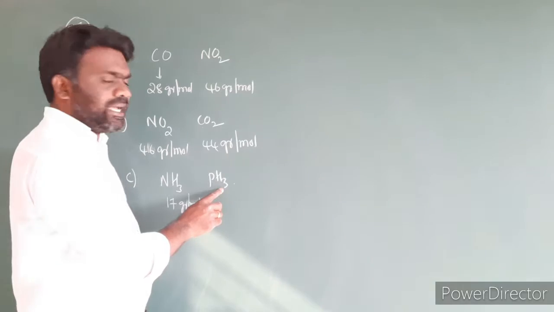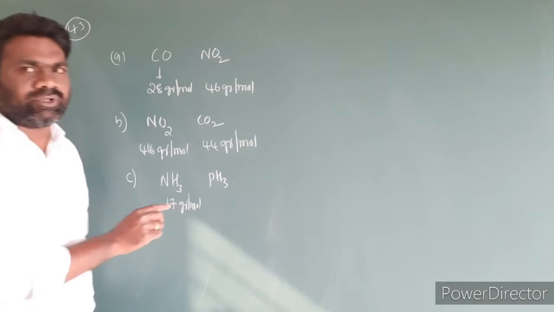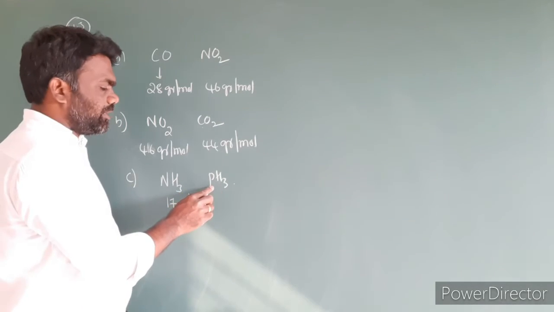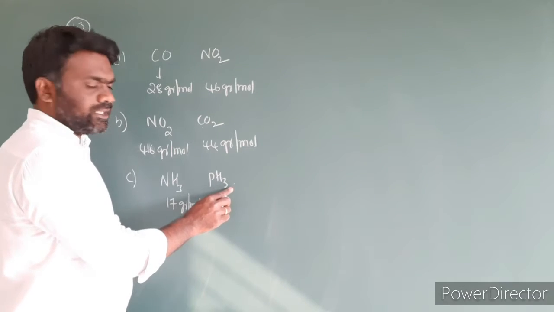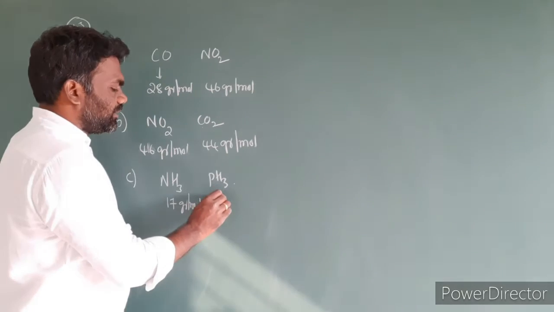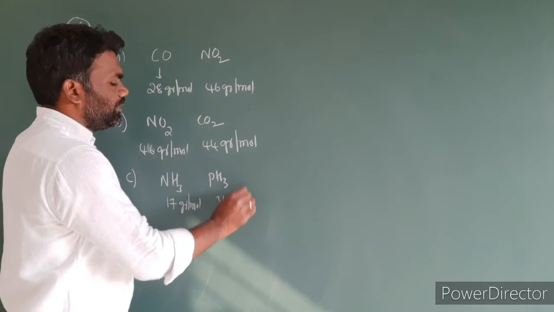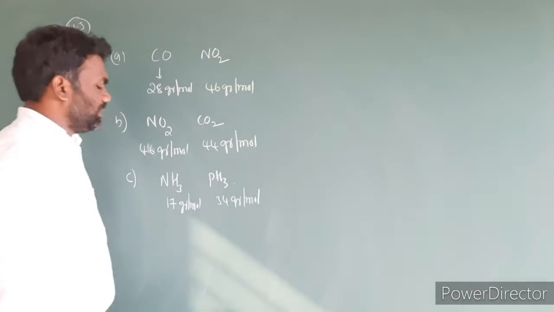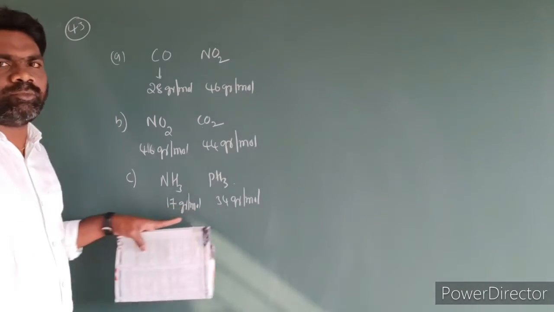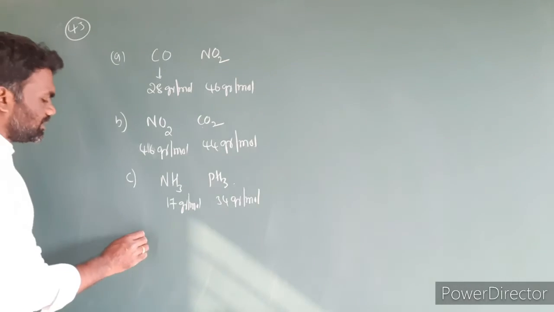Here is PH3. Phosphorus is 31. The atomic mass is 31. Hydrogen is 3. The total is 31 plus 3, 34. 34 gram per mole. So look here: both of them have different molecular masses. So this is not the correct option.